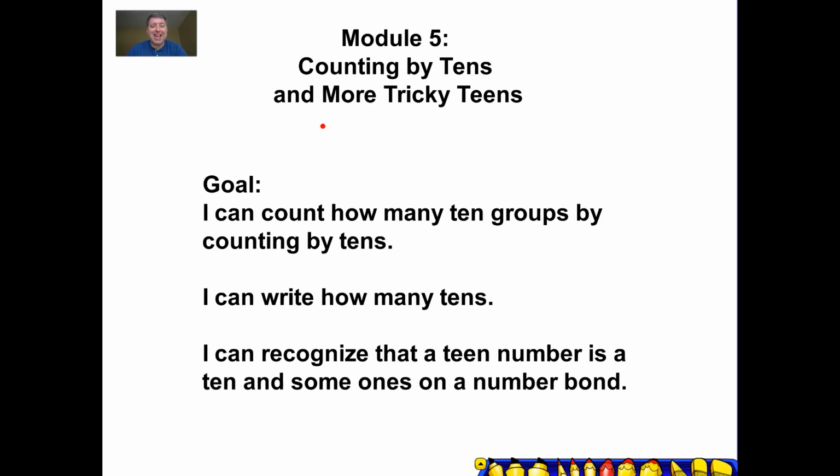All right, today's lesson is counting by tens and more tricky teens. We have 3 goals today. Our first one says, I can count how many 10 groups by counting by tens. We're going to count by tens because you should be able to see the 10 groups very easily. And then we're going to write how many tens using one of our numbers that we've been practicing earlier in this video. 10, 20, 30, 40, 50, 60, 70, 80, 90, 100, okay? And then at the end, we're going to practice some more teens so you should be able to recognize that a teen number is a 10 and some ones on a number bond, okay? All right, let's get started.